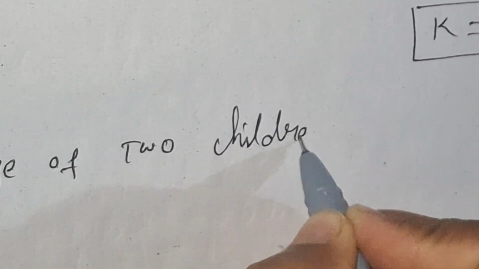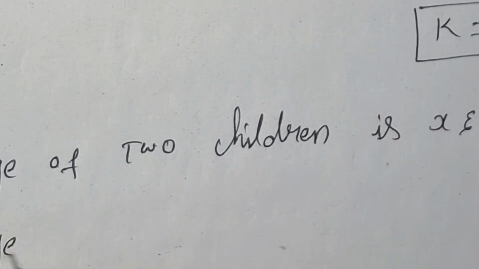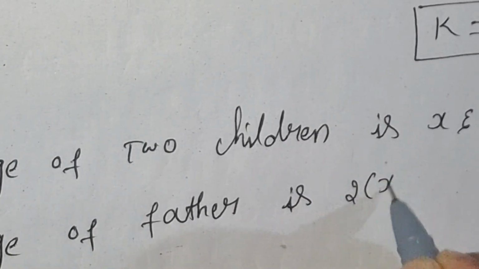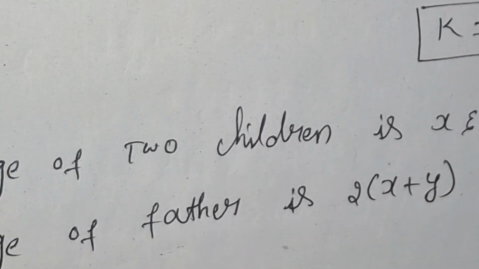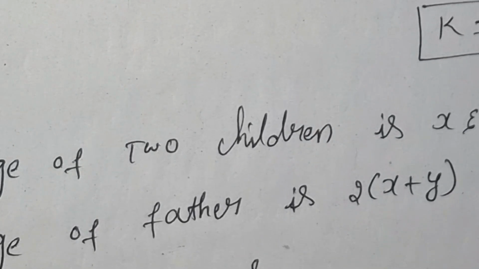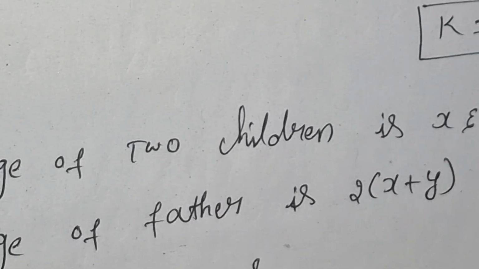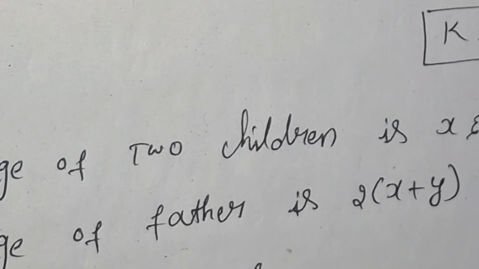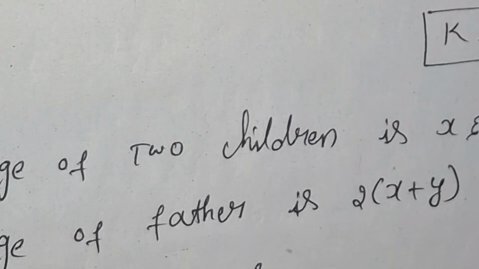First, the ages of the two children are x and y. Then the age of the father is 2 into x plus y, twice the sum of the two children. So 2 into x plus y is considered equation 1. Then after 20 years, the ages of the two children are x plus 20 and y plus 20. The age of the father is 2 into x plus y, plus 20.